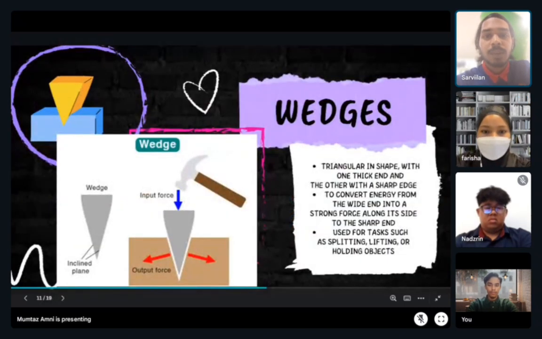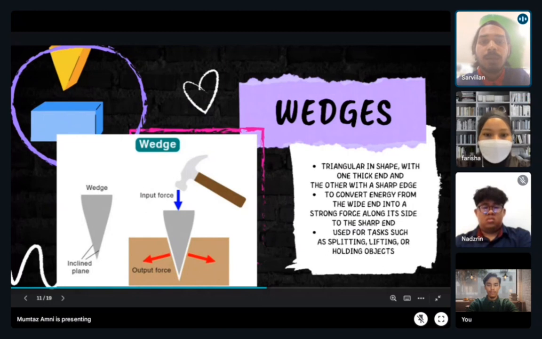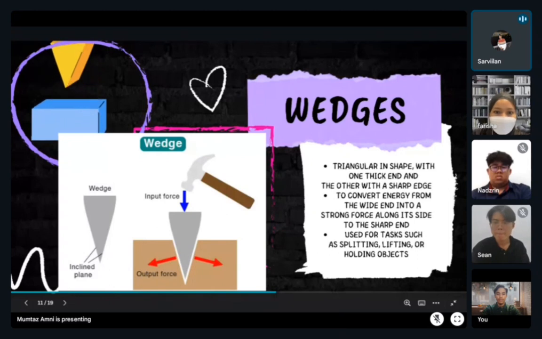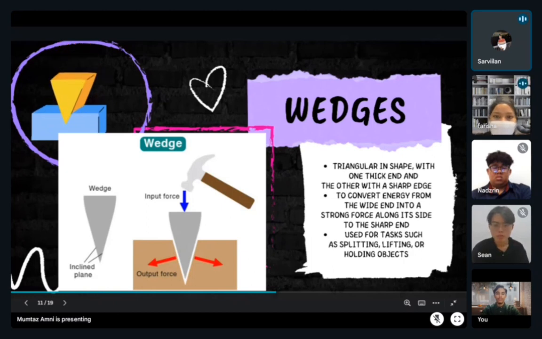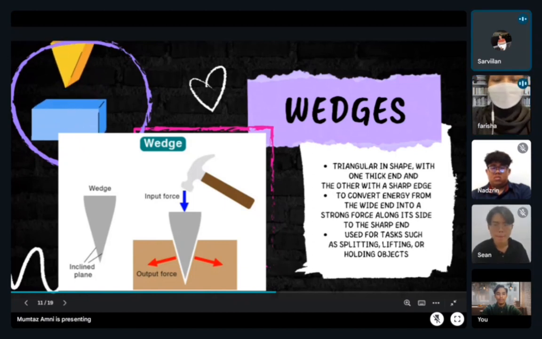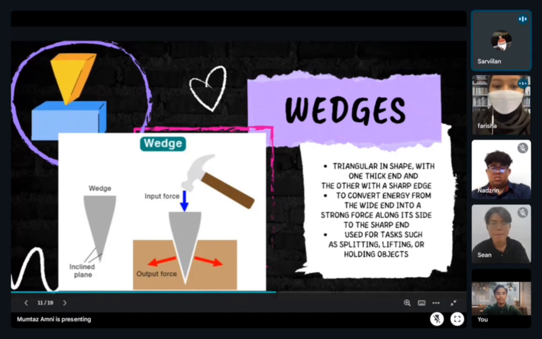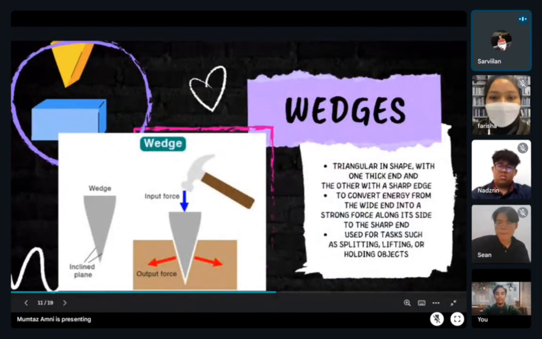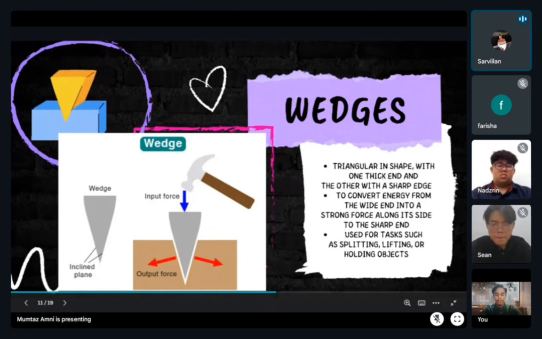Okay. So the next one is wedges. Wedges are simple machines that are triangular in shape, with one thick end and the other with a sharp edge. It works to convert energy from the wide end into a strong force along its side to the sharp end. A wedge is normally used for tasks such as splitting, lifting, or holding objects efficiently. Some common examples of wedges are knives, chisels, axes, doorstops, and metal wedges. Wedges can be found in various industries, including construction, engineering, and woodworking.